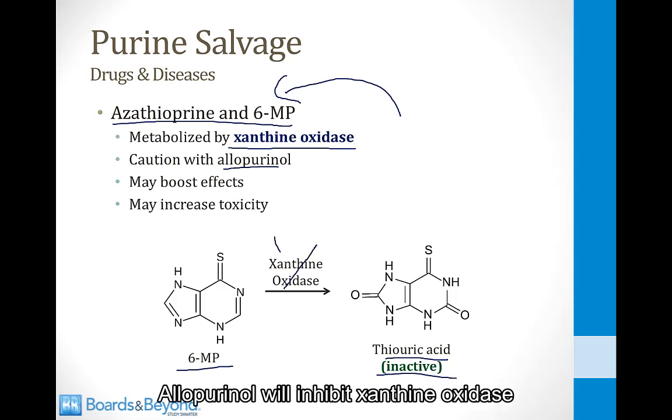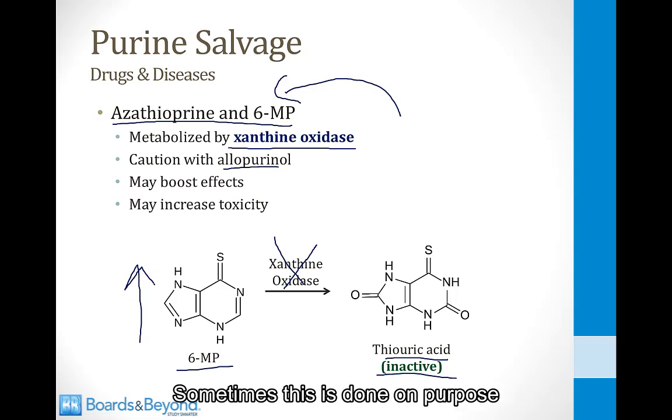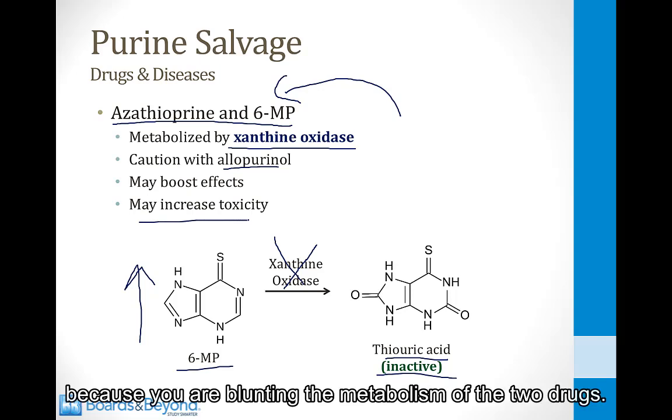Allopurinol will inhibit xanthine oxidase, and this will boost the effects of 6-MP. Sometimes this is done on purpose to boost the effects of one of these drugs. However, you also have to be careful because co-administration of allopurinol may increase the toxicity because you are blunting the metabolism of the two drugs.